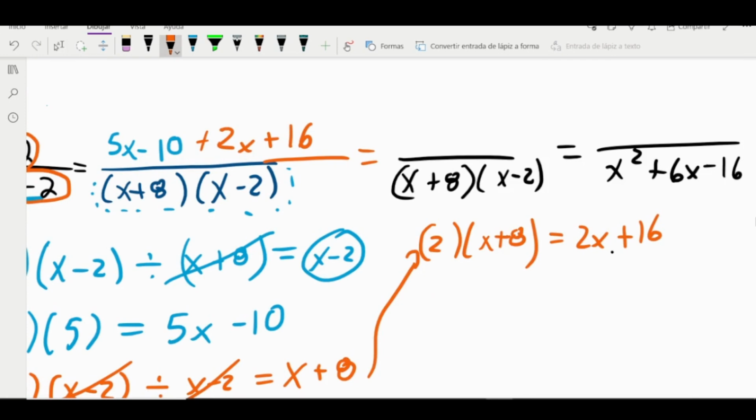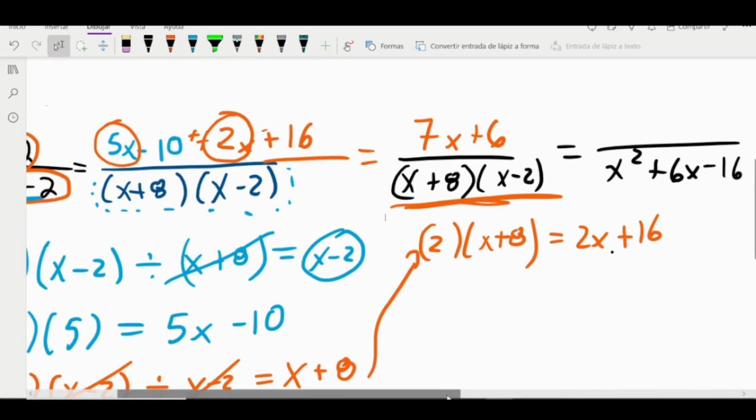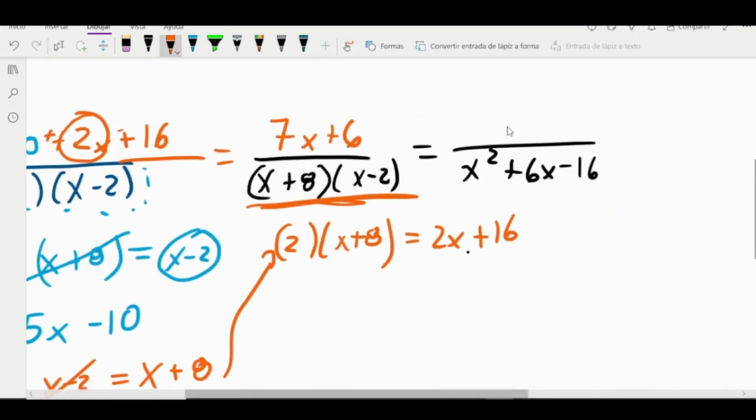Okay, and the only thing you need to do is simplify a little more. This is positive. 5x plus 2x is going to be 7x, minus 10 plus 16 is going to be plus 6. Okay, and that's it. If you wish, you can multiply x plus 8 times x minus 2, and the result is going to be x squared plus 6x minus 16. And we continue with the same result on the top, 7x plus 6.